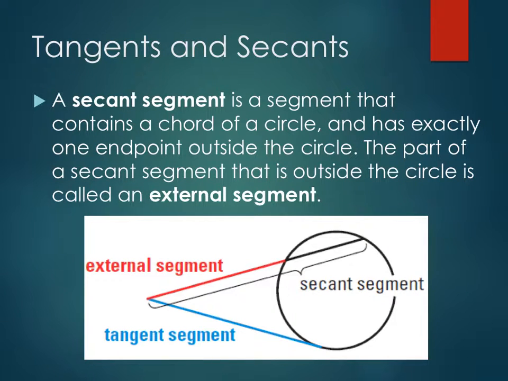Okay, so now we've got tangent and secant segments. A secant segment is a segment that contains the chord of a circle, has exactly one endpoint outside the circle, and the part of the secant segment that is outside the circle is called the external segment.